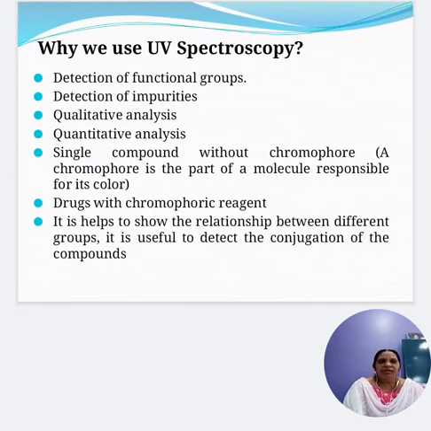Then the next point to discuss is why we use ultraviolet spectroscopy. Why not something else? There are some specific advantages of using ultraviolet spectroscopy. It is used for detection of functional groups. It is used for detection of impurities.